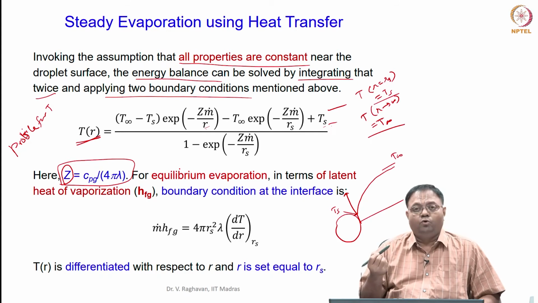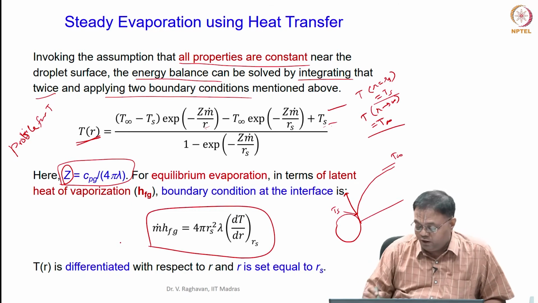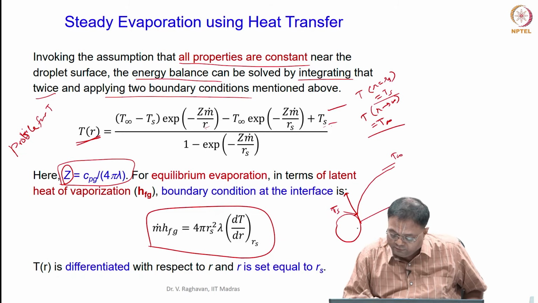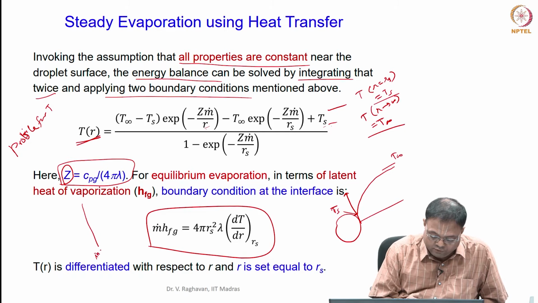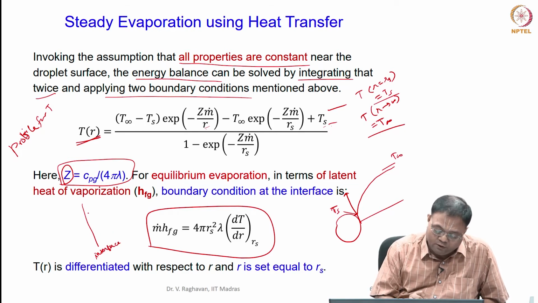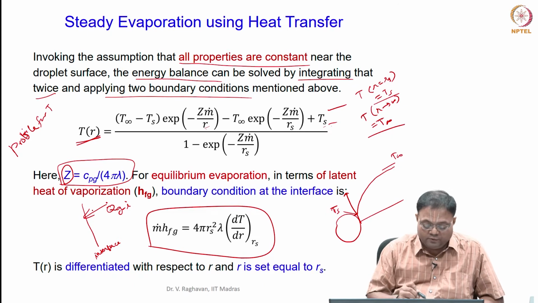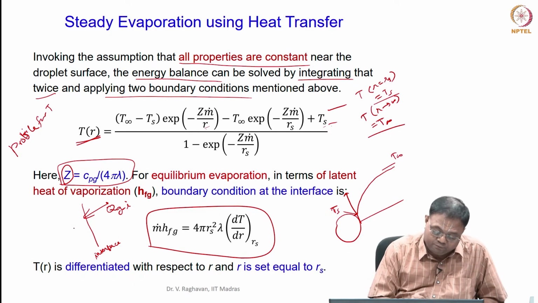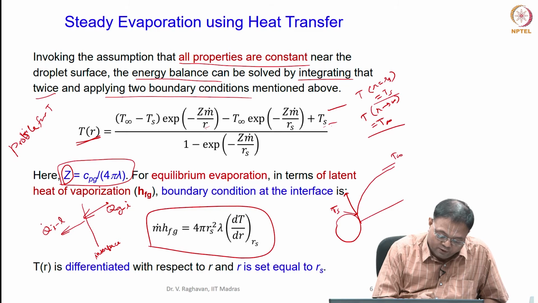And now to find the mass evaporation rate, we need the boundary condition at the interface, correct. So you have the droplet surface here, temperature is Ts. So let us see the heat balance. Okay, heat balance at the interface. So this is interface. Now some heat is coming from the gas phase to the interface, and some heat will be taken inside, Q I to L, interface to the liquid phase.